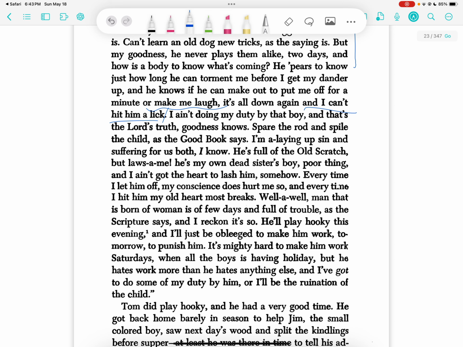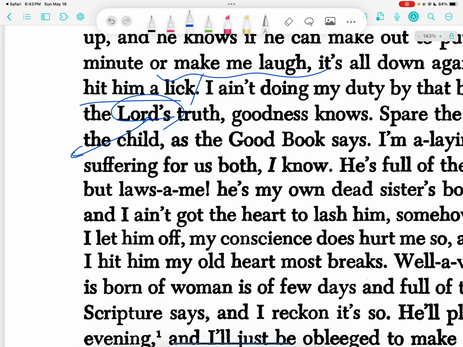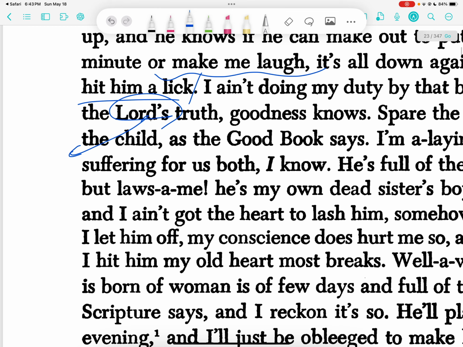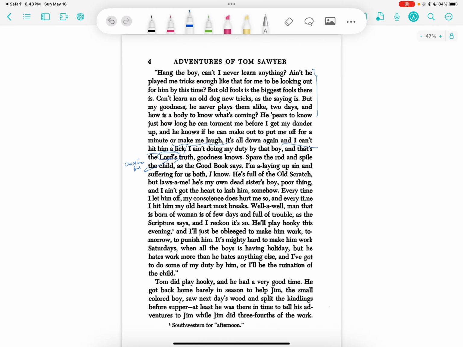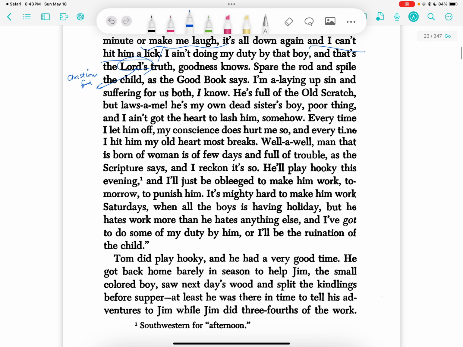She's not angry. "I'm doing my duty by that boy, and that's the Lord's truth, God knows." And so the Lord here is probably a Christian reference, because in the 1830s, many white people were Christian, and so the Lord's truth refers to the Christian God. "Goodness knows, spare the rod and spile the child, as the good book says." The good book is the Bible, again, the Christian Bible.